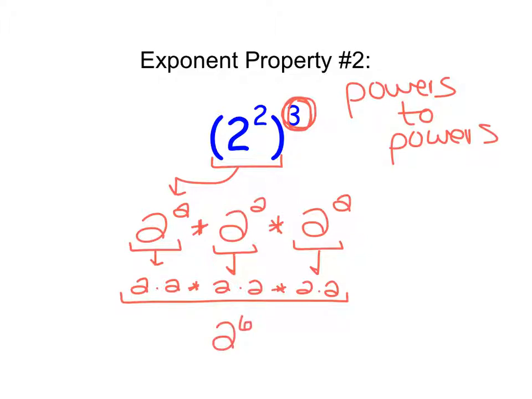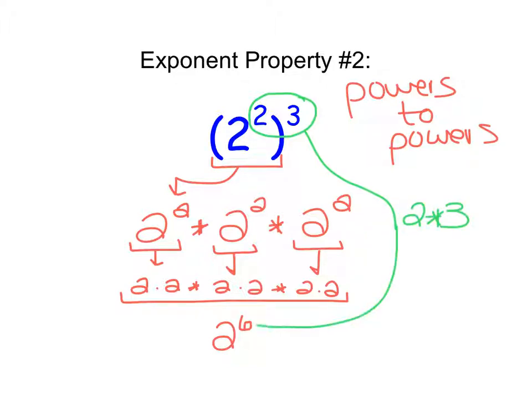So really what I have is 6 twos being multiplied together, which I can rewrite as 2 to the power of 6. And now if I look back up at this original problem, I have 2 raised to the power of 2, which is then raised to the power of 3. And if I look at this 2 and this 3, what I notice is that if I take 2 times 3, that allows me to get to this simplified version of 2 to the power of 6. So when we have powers raised to powers, we can actually simplify our expression by simply multiplying those powers together.